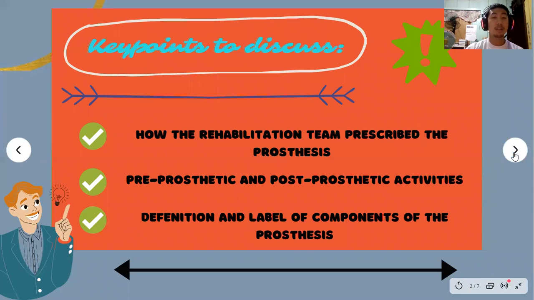So there are three key points that I want to discuss. First is how the rehabilitation team prescribed the prosthesis. Next, the pre-prosthetic and post-prosthetic activities. And lastly, discussing the definition and label of components of the prosthesis.